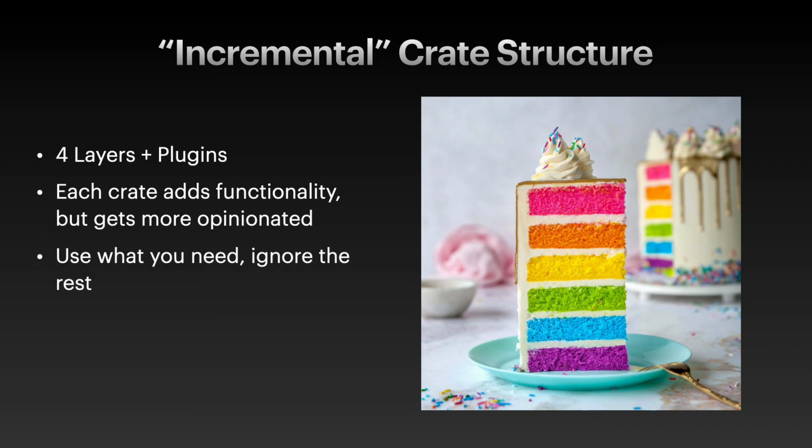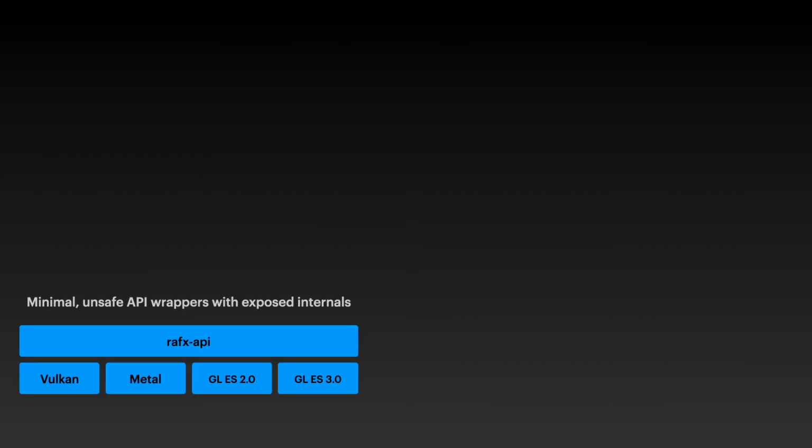The core rendering logic in Rafix is split into 4 layers, with plugins that add functionality. The layers can add functionality and helpful utilities, but become more opinionated. The responsibility of the layers are clearly defined and they aren't cyclically intertwined, so you can use what you need and ignore the rest. First, Rafix API implements an API abstraction layer. The internals are left exposed, so it's easy to work directly with the hardware API when it makes sense to do so.